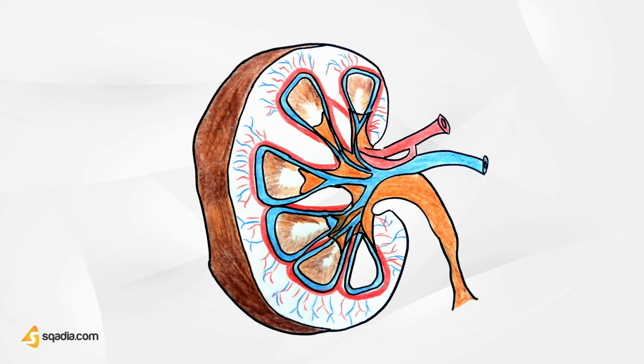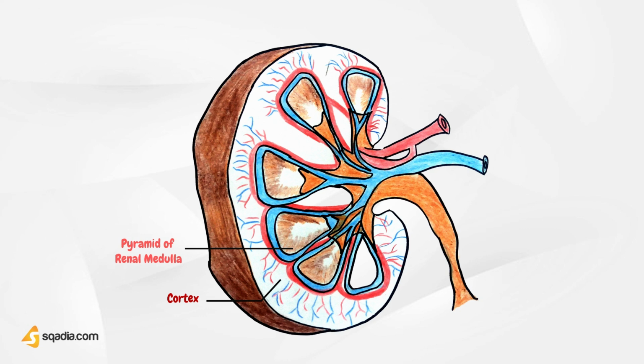Naked eye examination of a coronal section of the kidney shows an outer reddish-brown cortex, an inner pale medulla, and a space called the renal sinus. The renal medulla is made up of about 10 conical masses called the renal pyramids. Their apices form the renal papilla, which indent the minor calyces.